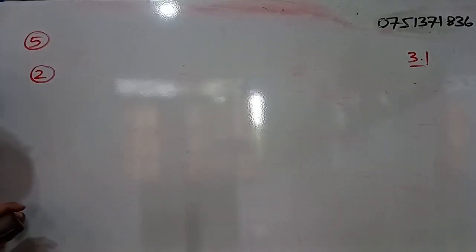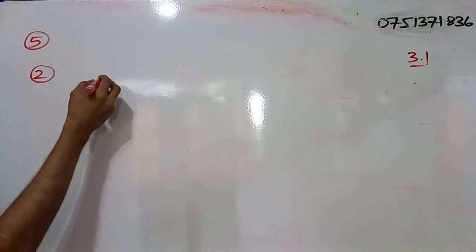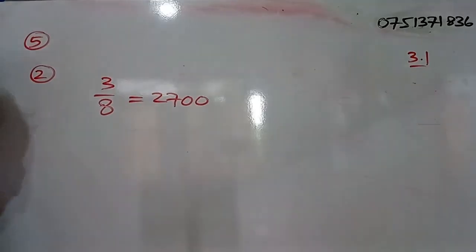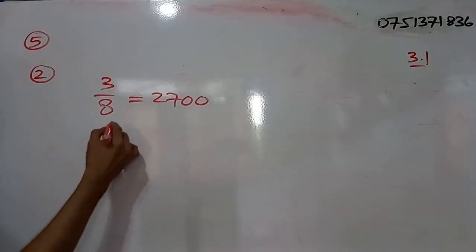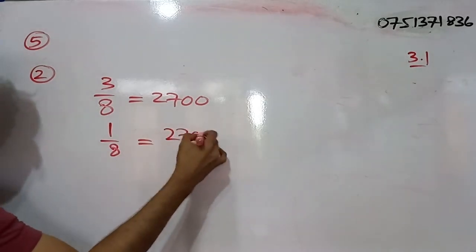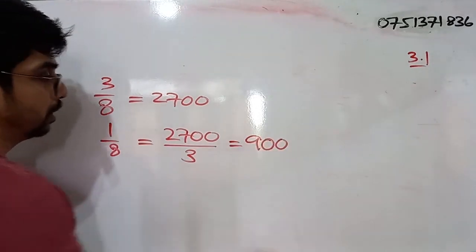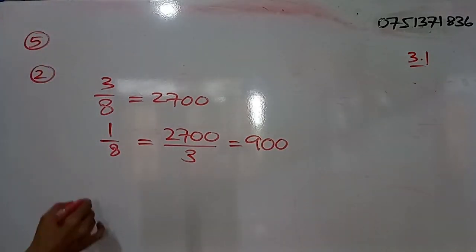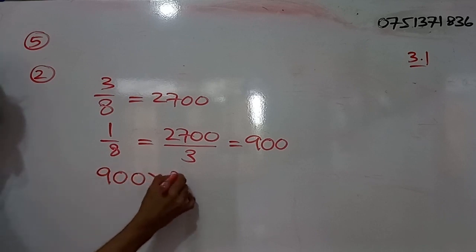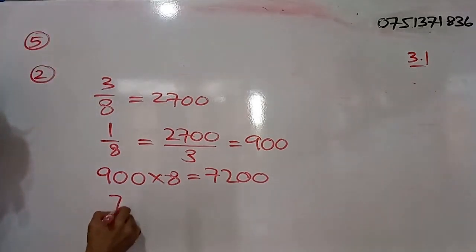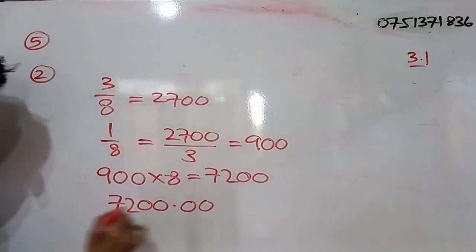So in the question it says that he needs 2,700 rupees more to buy the bicycle. Right? So that means what? 3/8 are equal to 2700. That means 1/8 is equal to what? 2700 divided by what? 3. So that is 900. So what is the value of the bicycle? 900, we have to multiply that by 8, no? So we get what? 7200 as the value. So what is the value of the bicycle? 7200 rupees.